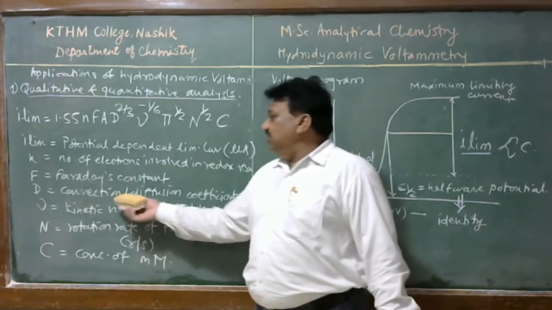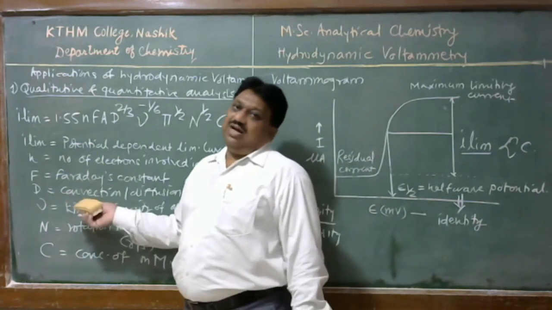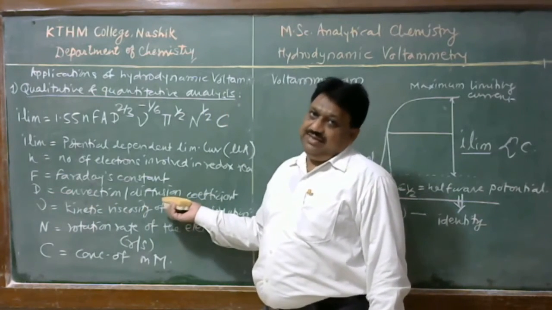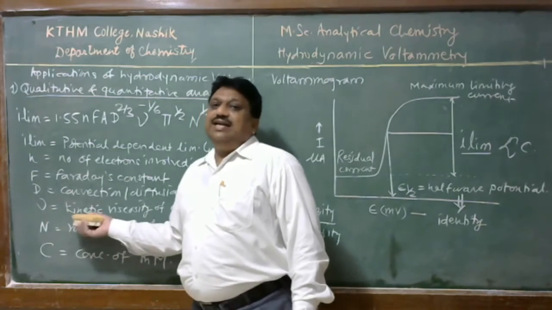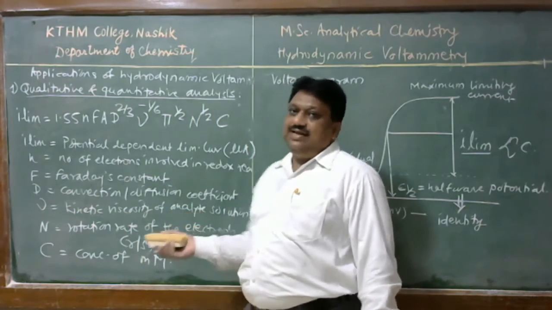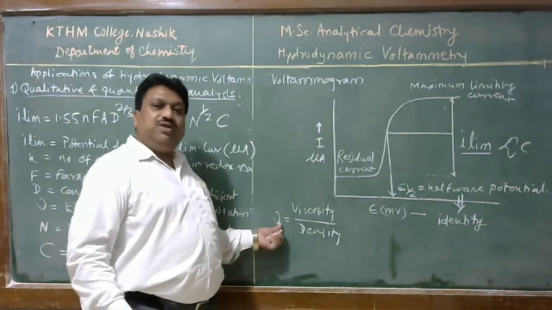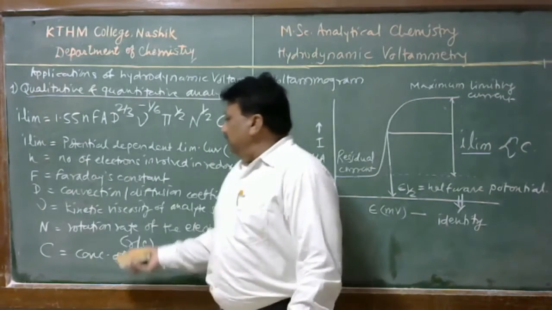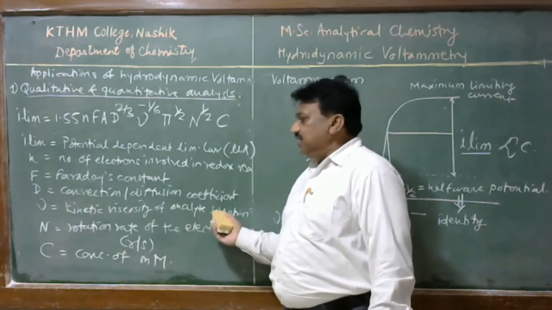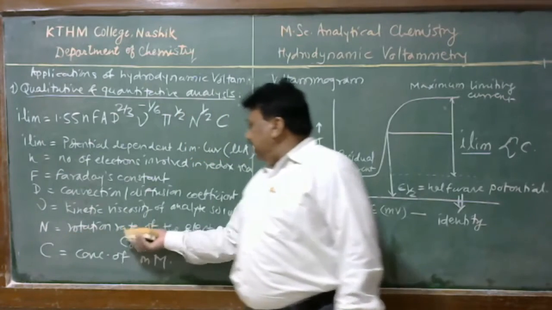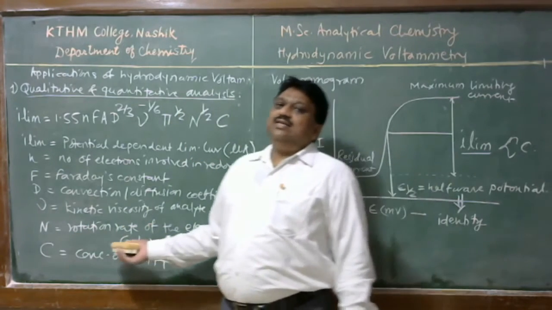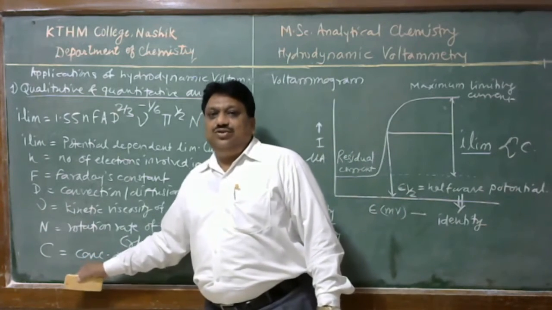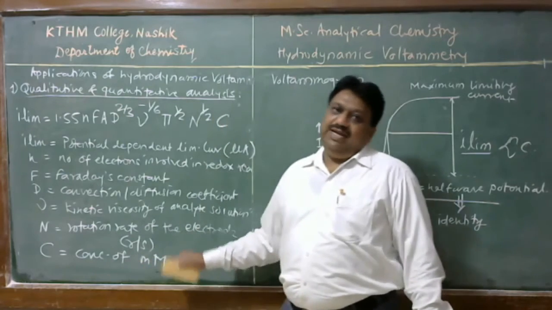D is the convection coefficient. In polarography, it is a diffusion coefficient, and it is again measured in square centimeter per second. Mu is the kinematic viscosity of the analyte solution, and kinematic viscosity is equal to viscosity of the solution upon density of the solution. N is the rotation rate of the electrode, that is number of revolutions per second, and C is the concentration of the analyte in millimoles.